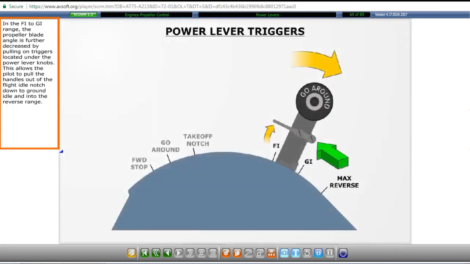In the flight idle to ground idle range, the propeller blade angle is further decreased by pulling on triggers located under the power lever knobs. This allows the pilot to pull the handles out of the flight idle notch down to ground idle and into the reverse range.